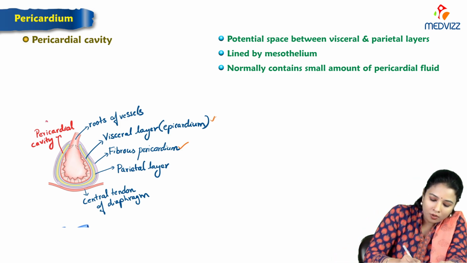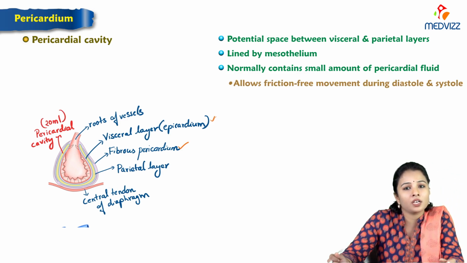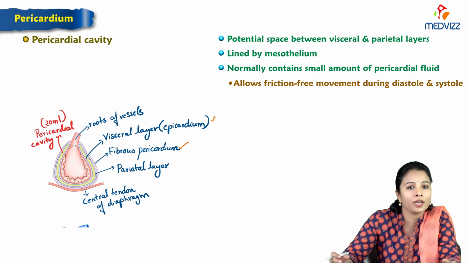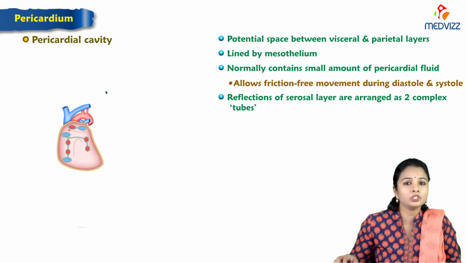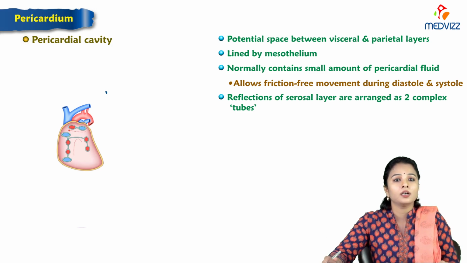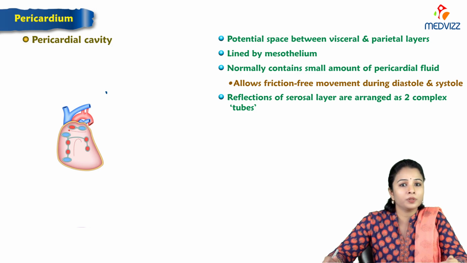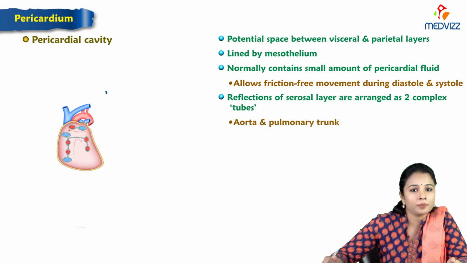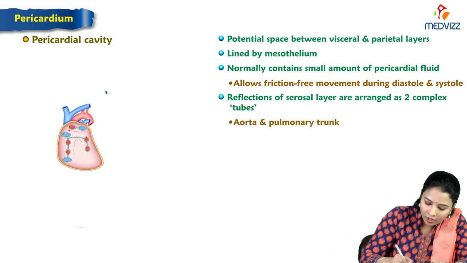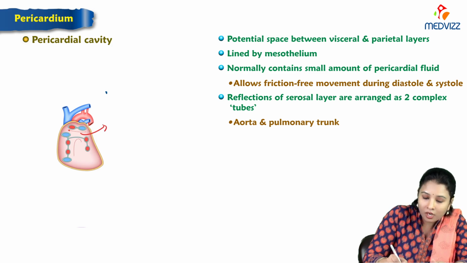Normally, this pericardial cavity contains a small amount of fluid called pericardial fluid, around 20 ml, which allows friction-free movement. It is like a lubricant around the heart, which allows the friction-free movement of the heart during diastole and systole. The reflections of the serosal layer are arranged in two complex tubes. The tube between the aorta and the pulmonary trunk encloses one recess. This is called the transverse sinus or transverse recess.